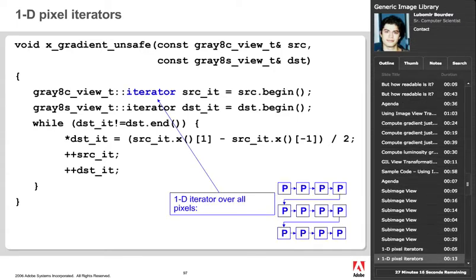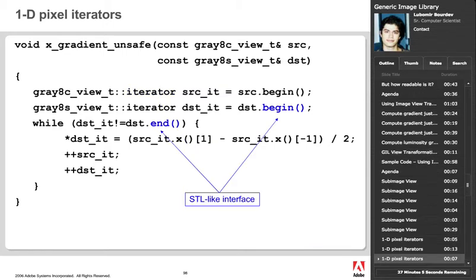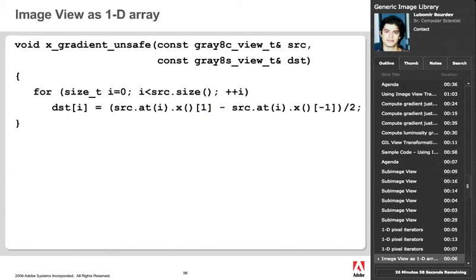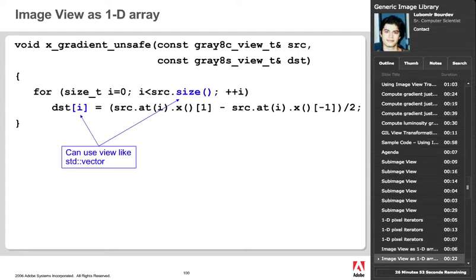Notice that GIL can give you a one-dimensional random access iterator that traverses all pixels left to right and top to bottom. You can use familiar STL-like interface using begin and end. You can also loop through the pixels with an index. GIL provides std vector-like interface that gives you the 1D size of the image. We also have a bracket operator to return the pixel corresponding to a given index.